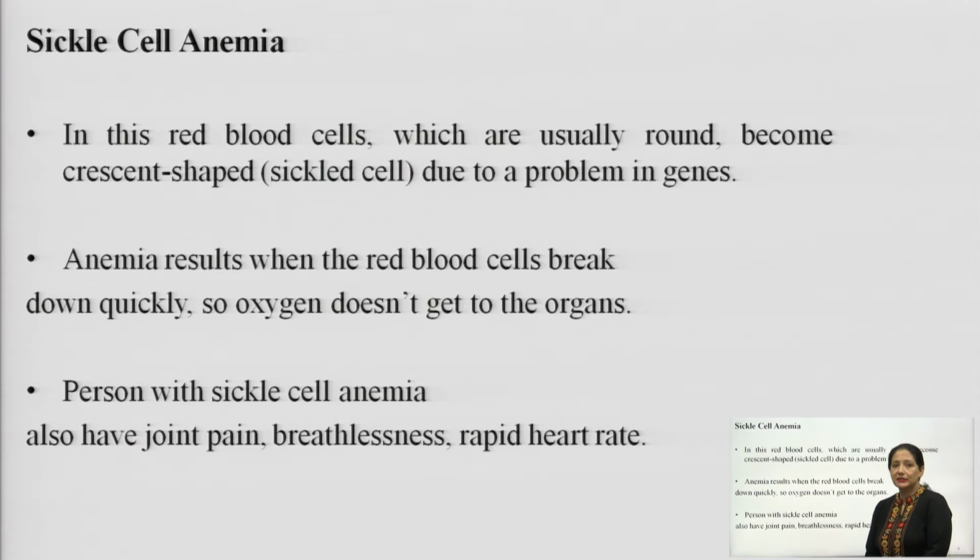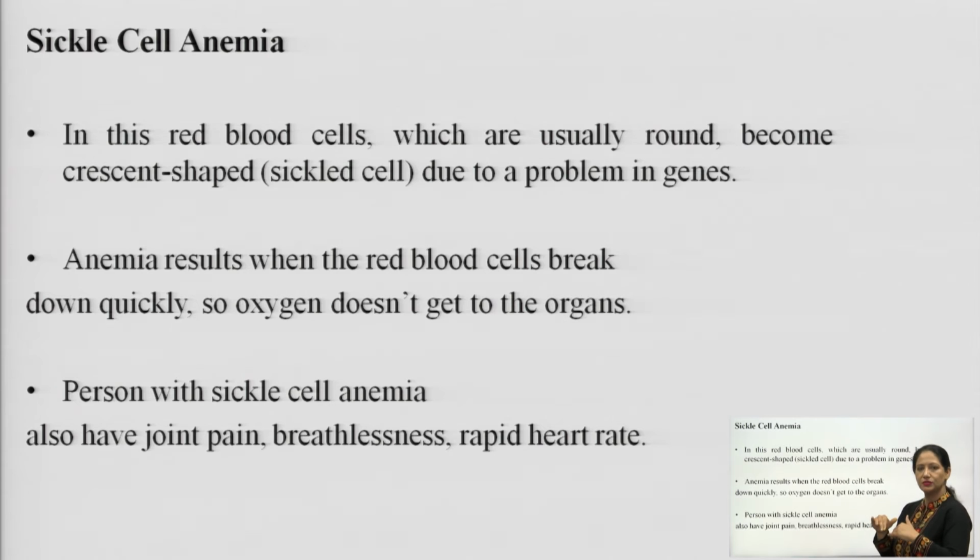And the third one is sickle cell anemia. This is a genetic disorder in which the RBCs are formed, but they have a different structure, like rod shape, sickle shape, and rounded. Anemia results when the red blood cells break quickly. That type of RBC does not survive for a long time, that is 120 days. They are broken down very quickly, and they are not able to supply the proper amount of oxygen to the organs.